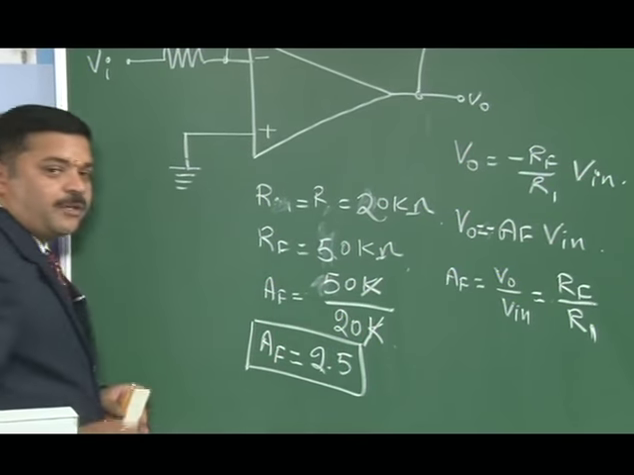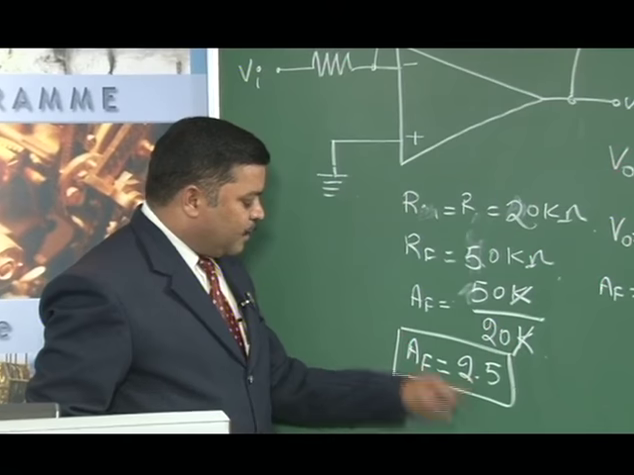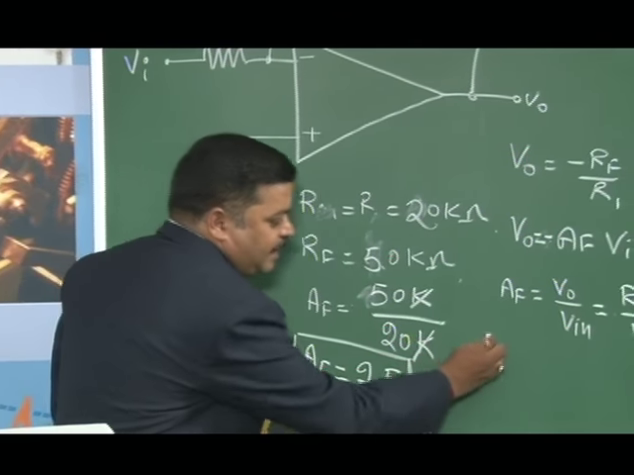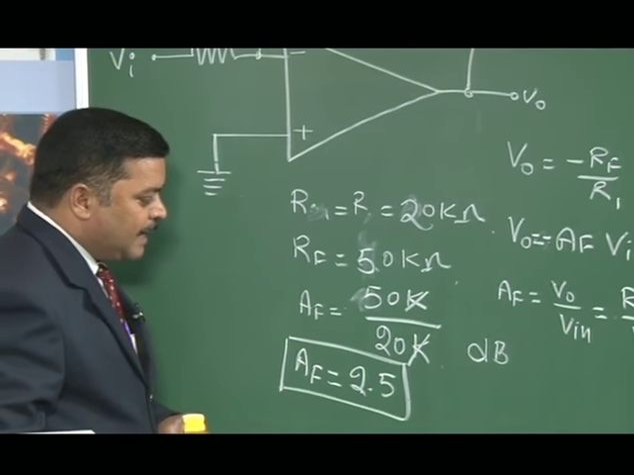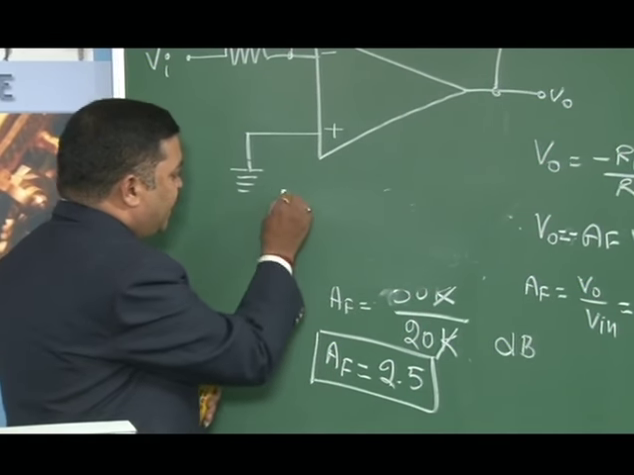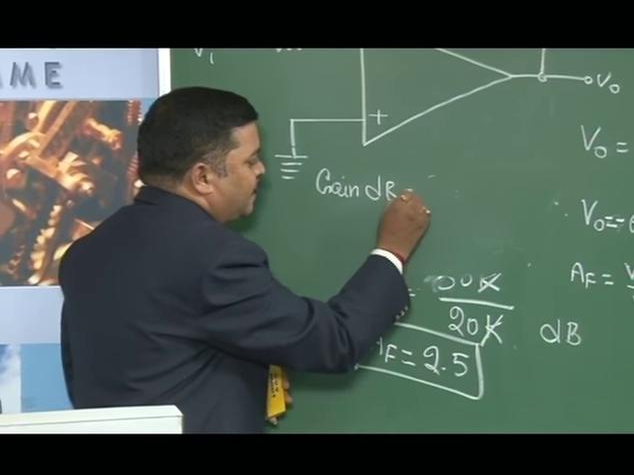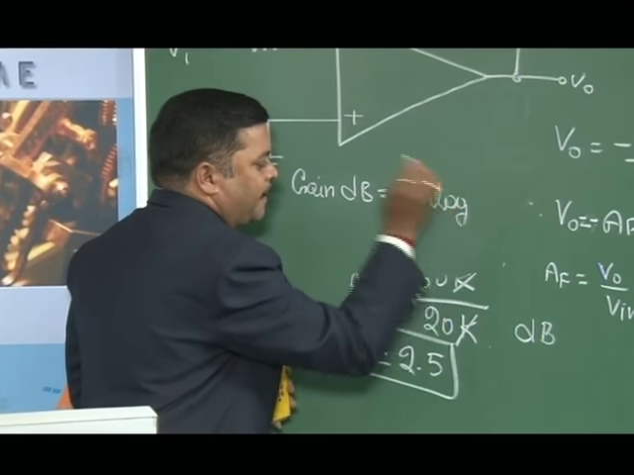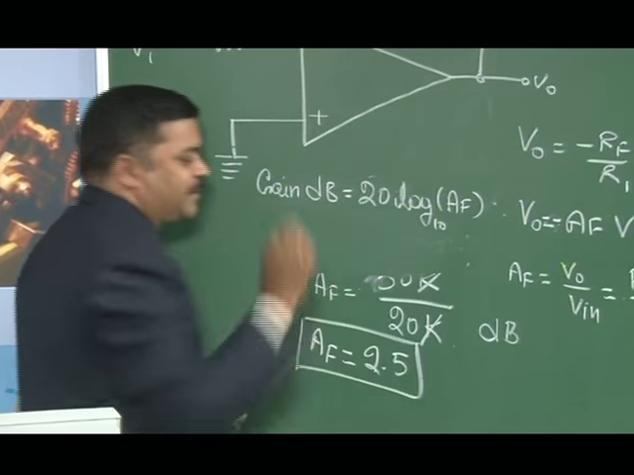AF is found to be 2.5. So, this is the value of gain. Usually, the gain is represented in terms of decibels, dBs. The gain in dB can be written as gain in dB is equal to 20 log of AF to base 10. So, this is the gain.